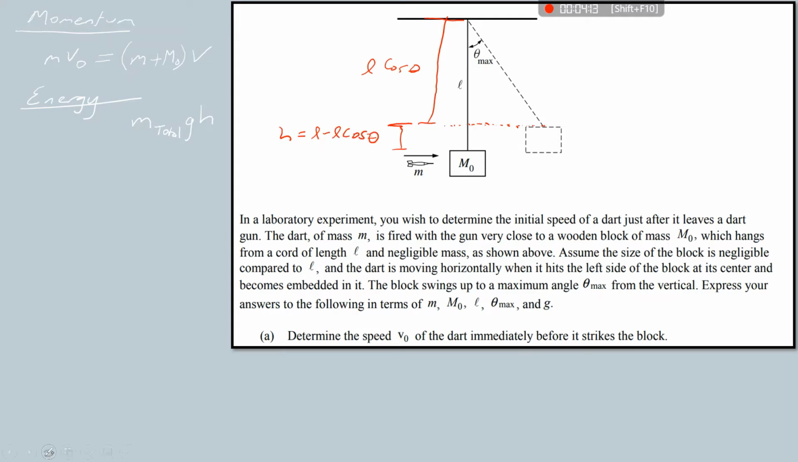Okay, you got the hard part? So this is my mass total, the sum of both masses, times G times L times 1 minus cosine theta. Okay, that should be equal to what? 1/2 M V initial squared. Perfect, and that's just the mass.